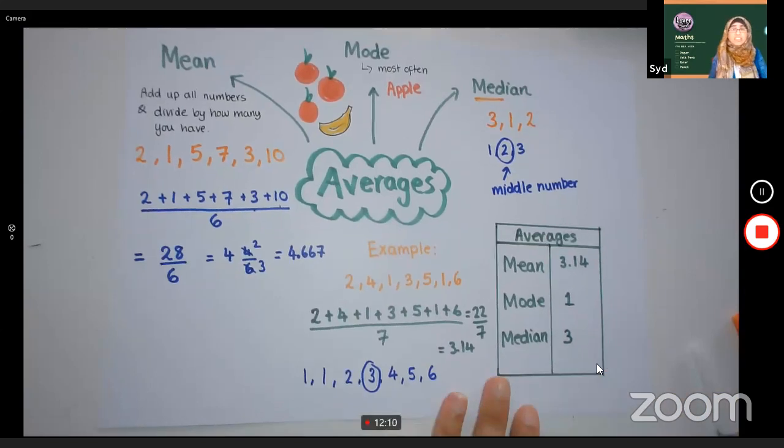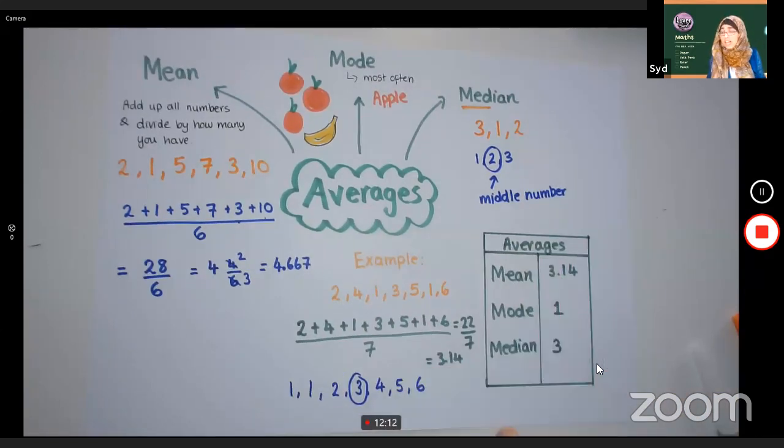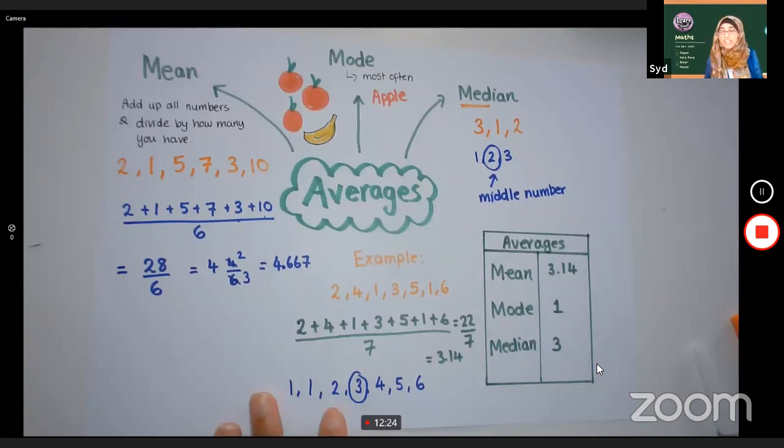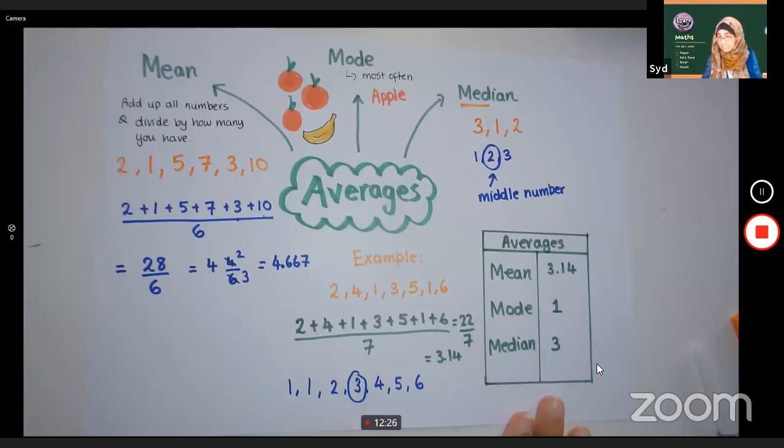So you can see you get different numbers here. And you might be confused. You might be thinking, well, what's the answer then? We're getting 3 different types of numbers. So what's the average? Well, this is where maths gets interesting, because you will use the average to support your answer. So you use the average which makes the most sense to you with the data you're looking at.